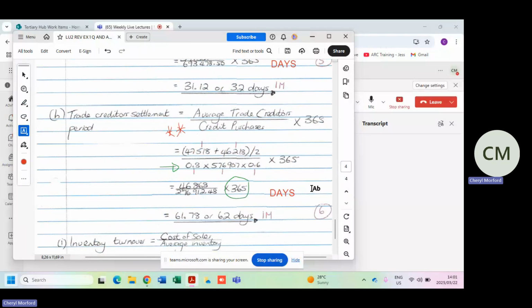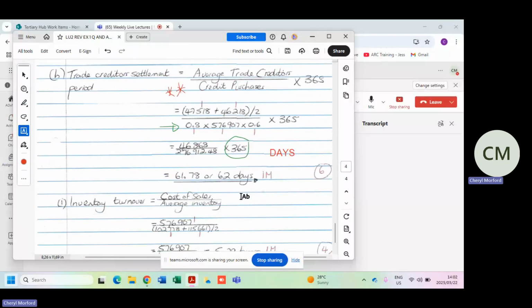Right. Not too many more to do in this particular worksheet. The last of the asset management ratios is your inventory turnover or average inventory turnover. Pay attention here to the formula for this one, because this one is slightly different. It has average inventory at the bottom, and it has cost of sales at the top. So spend more time trying to memorize this formula.